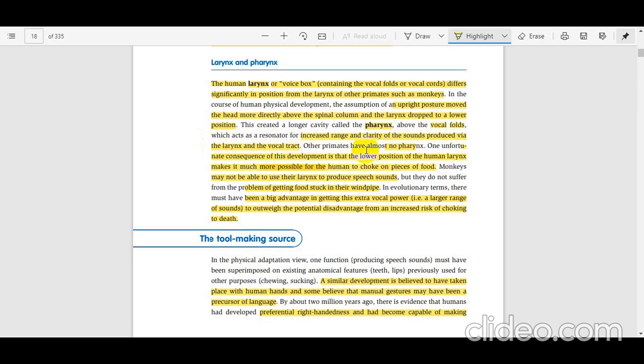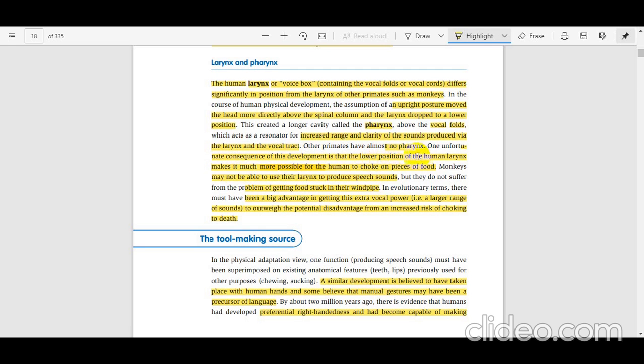Other primates have almost no pharynx. This is very important: monkeys, for example, have no pharynx to enable them to clarify the sounds produced. One unfortunate consequence of this development is the lower position of the human larynx. Now, whether the position is lower or higher or upright, by the end it is something very plausible for humans.